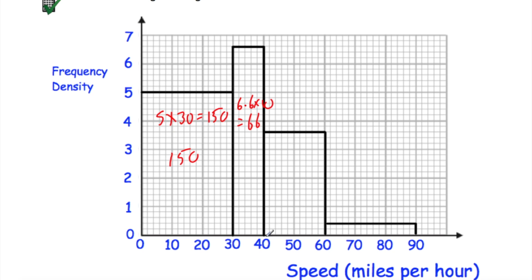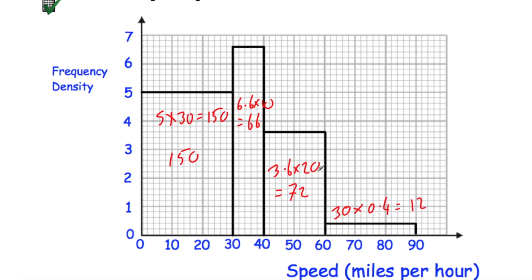Next, we've then got our next bar. The class width is 20, and its frequency density is 3.6, so 3.6 multiplied by 20, and that's equal to 72. And finally, this bar, its frequency density is 0.4, and its class width is 30, so 30 multiplied by 0.4 would be equal to 12. So there's 12 cars there.